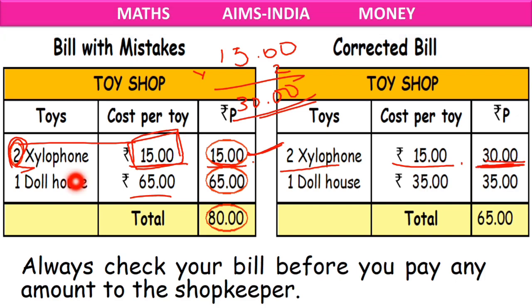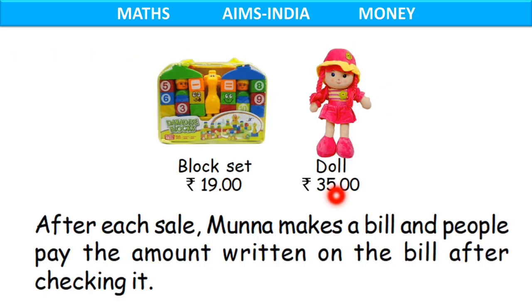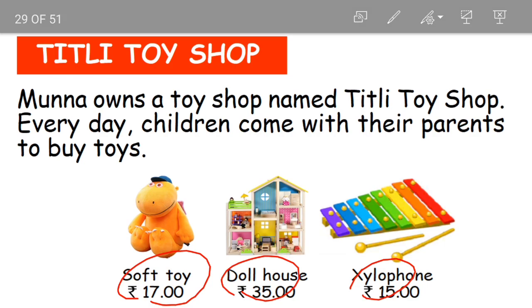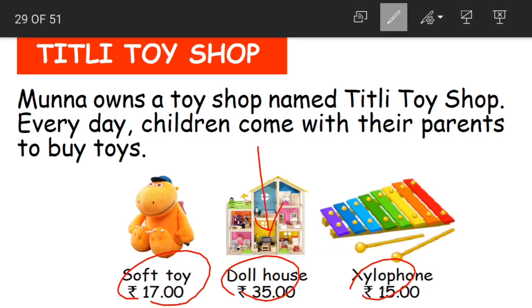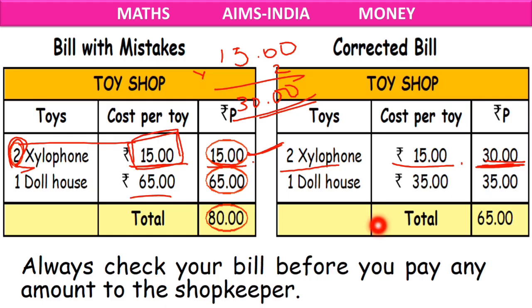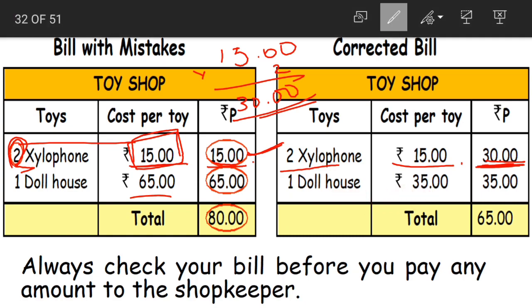And also if you look at the dollhouse, here the dollhouse cost is given as 35 rupees. Can you see children here below? The cost of the dollhouse is 35 rupees. But what did Munna do here? He wrote the cost as 65 rupees. Yes, so the amount is wrongly stated. What is the correct bill now? The cost of two xylophones is 15 into 2, 30 rupees. And the cost of one dollhouse is 35 rupees.